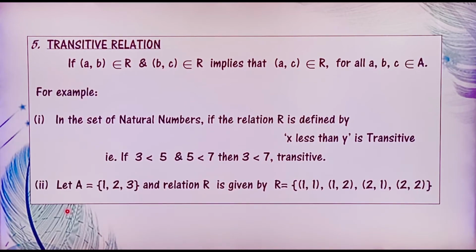Second example, let A = {1, 2, 3} and relation R is given by R = {(1, 1), (1, 2), (2, 1), (2, 2)}. See the relation. (1, 1) belongs to R, (1, 2) belongs to R. This implies (1, 2) belongs to R. That is, (a, b) element R, (b, c) element R implies (a, c) element R. According to the property of sets, no element will be repeated. So, in the given relation, (b, c) and (a, c) represent the same ordered pair (1, 2).